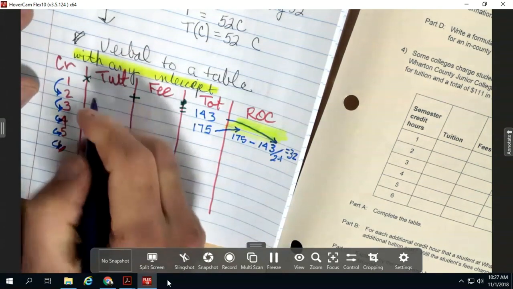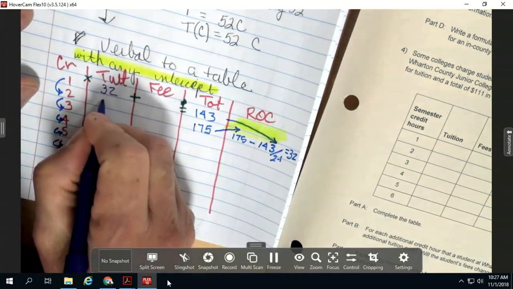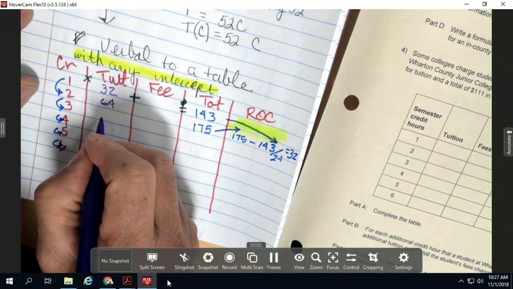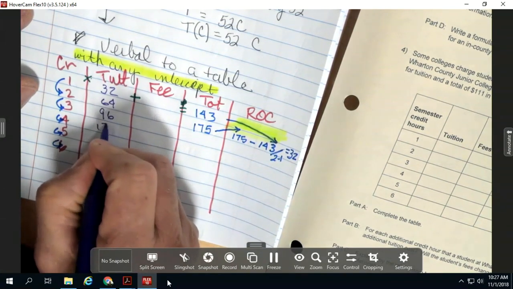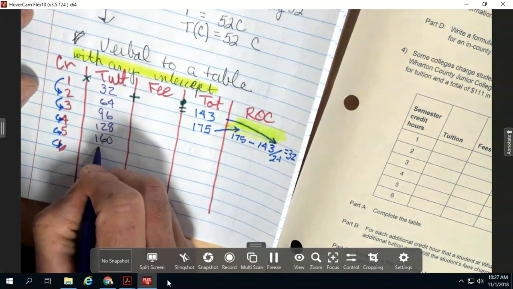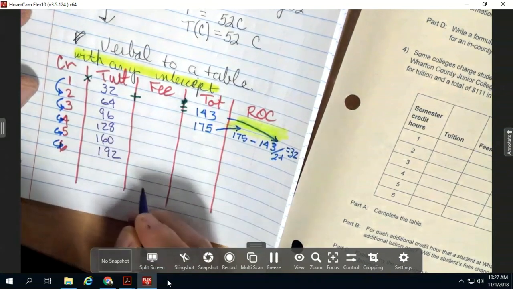32. So the first time it's 32, 64, 96, 128, 160, 192. Is that what everybody got?